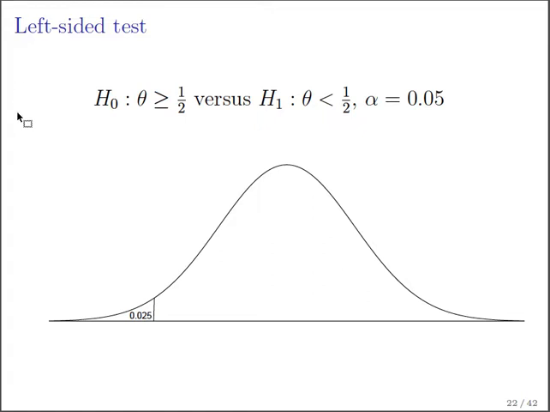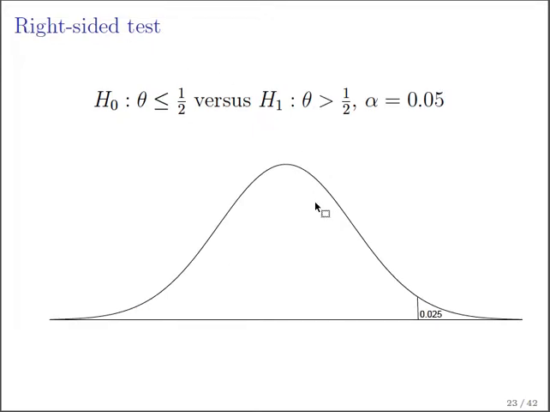Here's a left-sided test. Here, the null hypothesis is that theta is bigger than or equal to a half versus the alternative that it's less than a half. And this says alpha equals 0.05, but that is a typo, which I will fix in the posted slides, but not in this video because I'm too deep into it. Alpha equals 0.025. See, there's the 0.025 that would be the maximum probability of rejecting the null hypothesis if the null hypothesis were true. And notice that that maximum would happen when theta is actually equal to exactly a half.